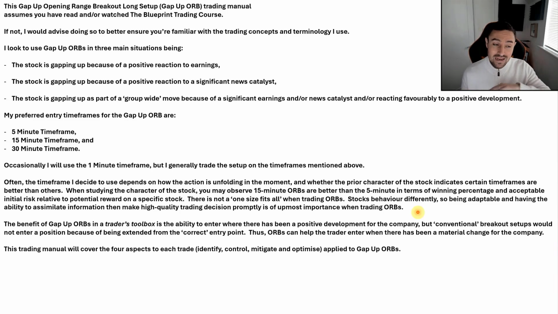However, I may assess the character and go, wow, this stock loves a 5-minute ORB. It just gaps, it moves up. The initial risk relative to potential reward, we'll talk about that when we bring in 20-day ADR percentage, is nice. This stock likes a 5-minute ORB. Therefore, I'm going to be more minded to go with a 5-minute ORB if I like the action that I'm seeing unfold relative to a 15-minute or a 30-minute. But as I say there, much depends in the moment, okay?